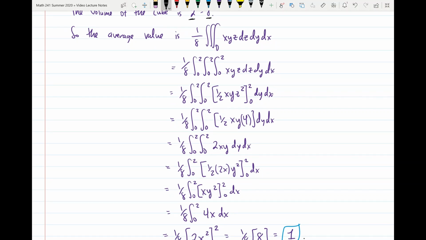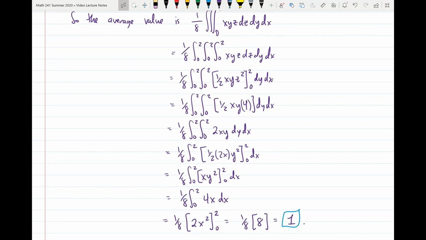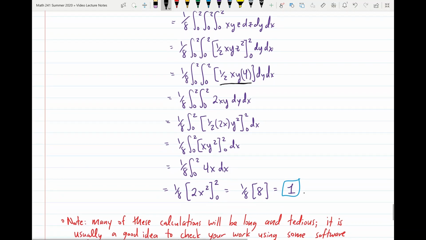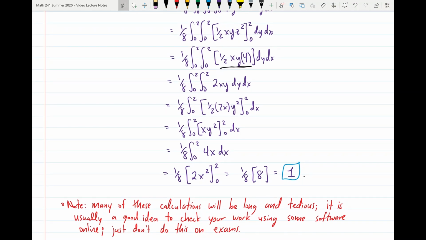And then we can take the integral of xyz with respect to z from 0 to 2, and we get 1/2 x times y times z squared evaluated from 0 to 2. We plug in the 2, and we get 1/2 times x times y times 4. And we can simplify a little bit and end up with 1/8 times the integral from 0 to 2 of the integral from 0 to 2 of 2 times x times y dy dx.